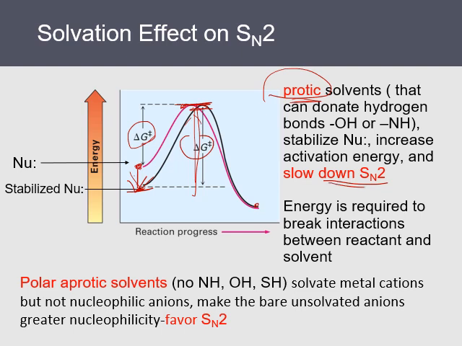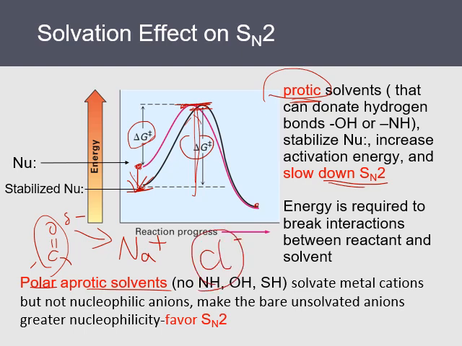On the other hand, in a polar aprotic solvent, for example acetone, because this oxygen is negatively charged, it can stabilize the counter ion sodium, so that makes chloride, the nucleophile, even more unstable. In other words, it becomes higher energy. So the reactants now are here, and the transition state is still the same. That will reduce the activation energy and make the reaction go faster. So a polar aprotic solvent destabilizes the reactants and favors SN2 reaction.